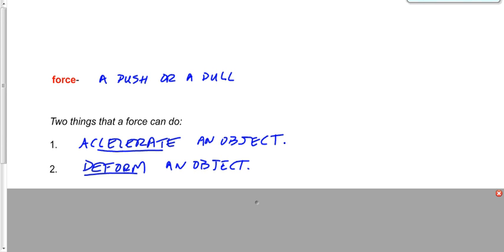When an object has a force applied on it, it must either accelerate or deform. Could it do both? Sure it could. Depending upon the object, it could deform the object and accelerate the object, change the direction of it or change the speed of it one way or the other. All right?